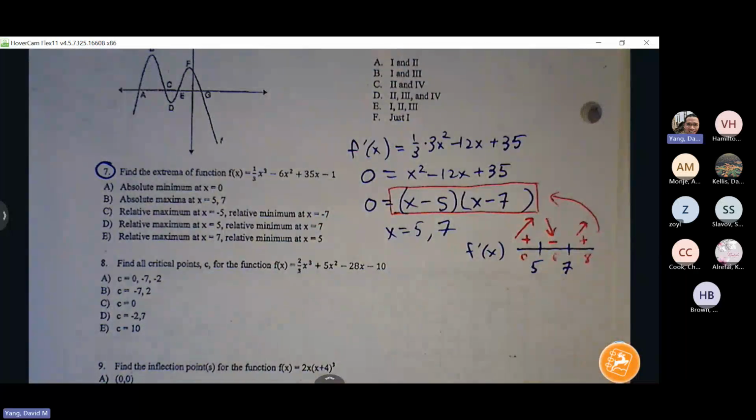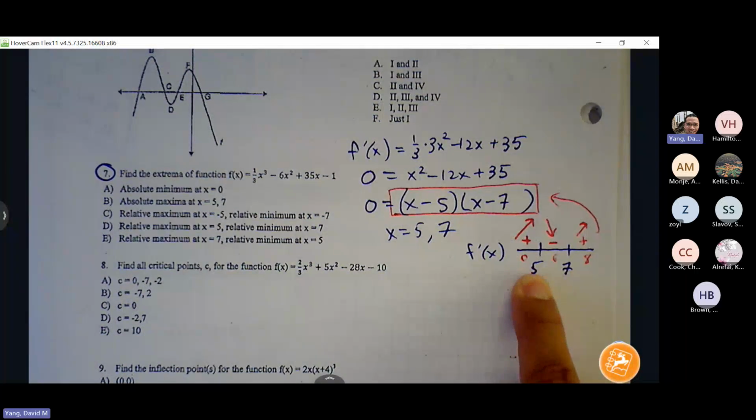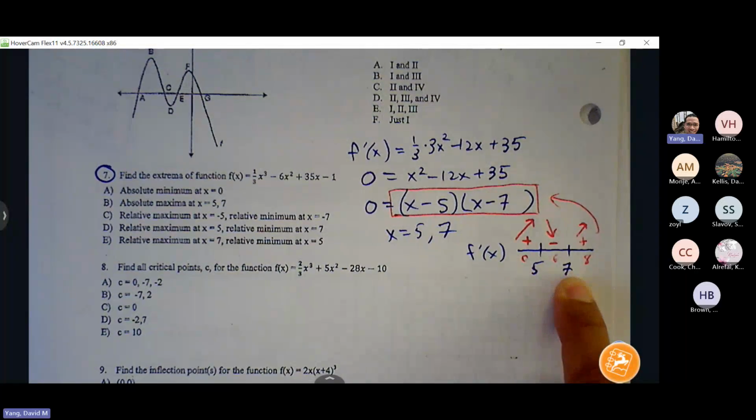So look at the arrows here. We know the graph is rising, falling, rising. We expect a relative max at 5, a relative min at 7.